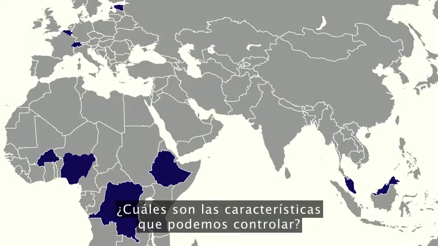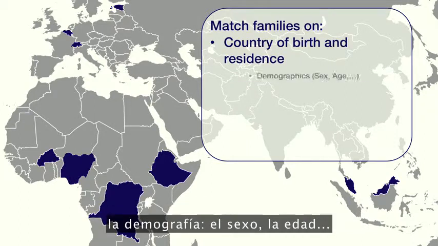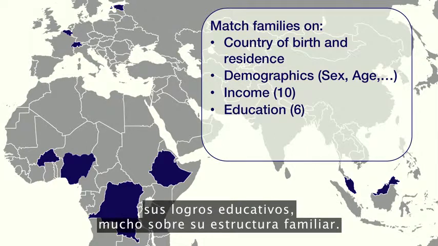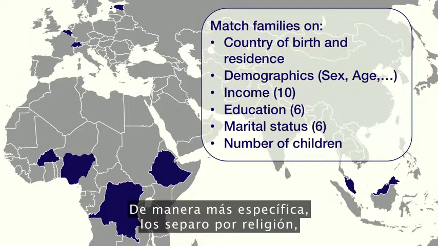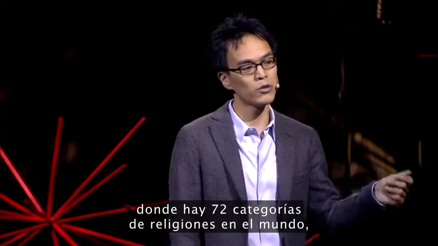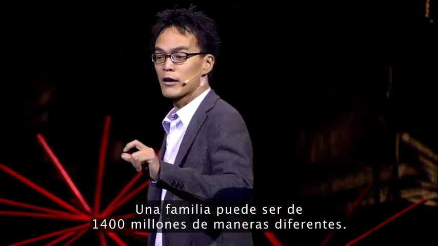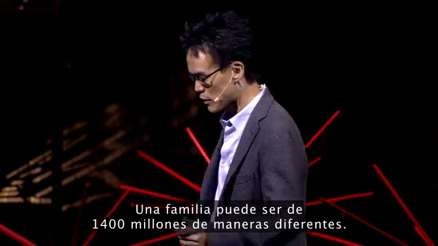What are the characteristics we can control for? Well, I'm going to match families on country of birth and residence, the demographics, what sex, their age, their income level within their own country, their educational achievement, a lot about their family structure. It turns out there are 6 different ways to be married in Europe. And most granularly, I break them down by religion, where there are 72 categories of religions in the world, so an extreme level of granularity. There are 1.4 billion different ways that a family can find itself.